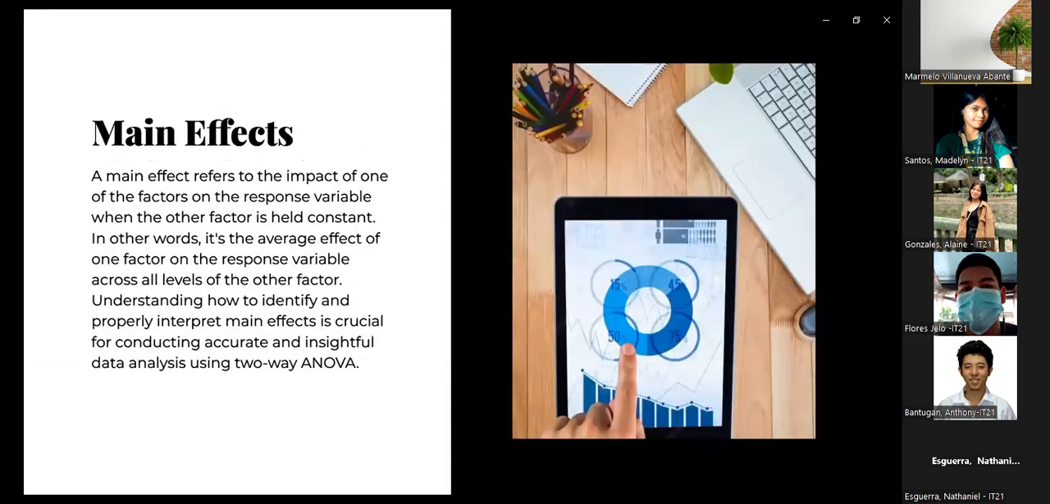Main effects. A main effect refers to the impact of one of the factors on the response variable when the other factor is held constant. In other words, it is the average effect of one factor on the response variable across the levels of other factors. Understanding how to identify and properly interpret main effects is crucial for conducting accurate and insightful data analysis using two-way ANOVA.